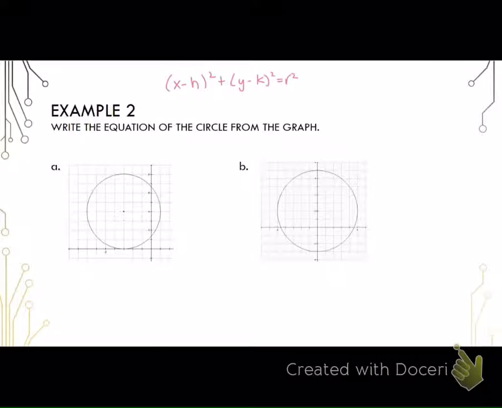Okay, so we need, remember, the center and the radius. So what is the center of this circle here, Cameron? What's the center of this circle? -3, 4. So we have a center at -3, 4. Hunter, what's my radius?